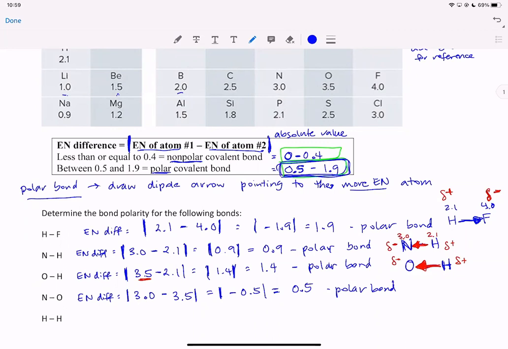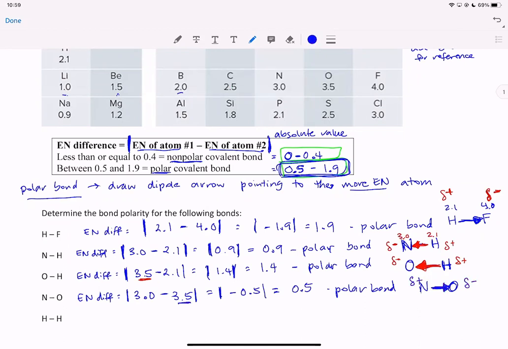So that's a polar bond, which means you could draw this as nitrogen and oxygen, but turn that bond into an arrow pointing to the more electronegative atom. Which atom has the higher value this time? The 3.5. So that was the oxygen. So the arrow points to the oxygen, which means the oxygen is partial negative and the nitrogen is partial positive.